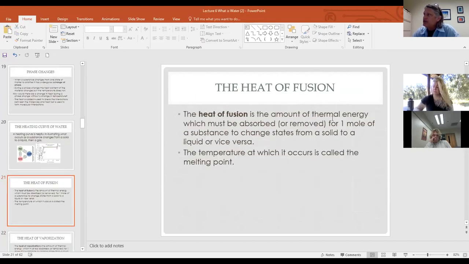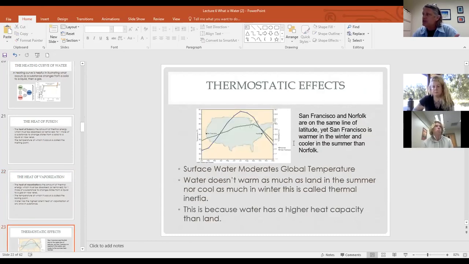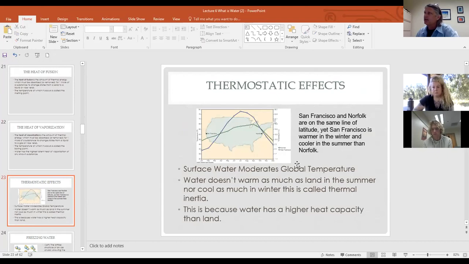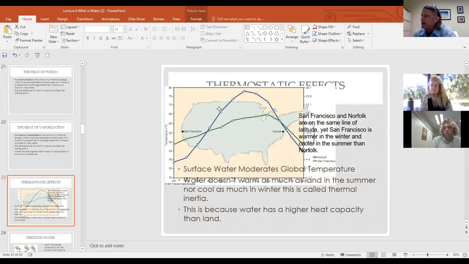So the heat of fusion is the amount of energy it takes to melt or thaw. The heat of vaporization is the amount of energy it takes to condense or boil. And then we just got to this slide last class when I was told, hey, we're stuck on slide 20. So here is an example of what we call thermostatic effects, or water effect on climate.